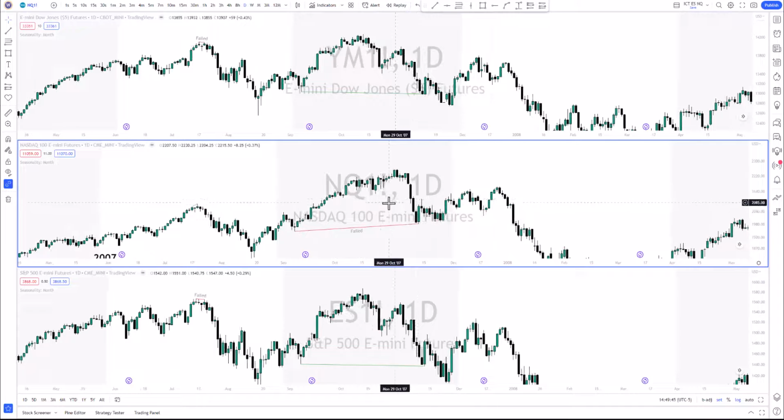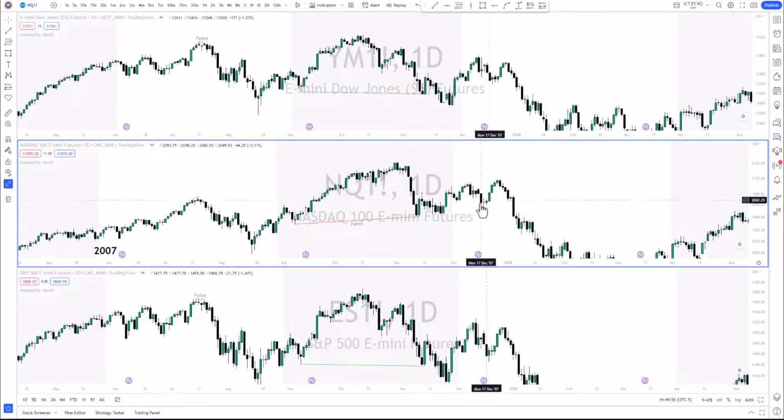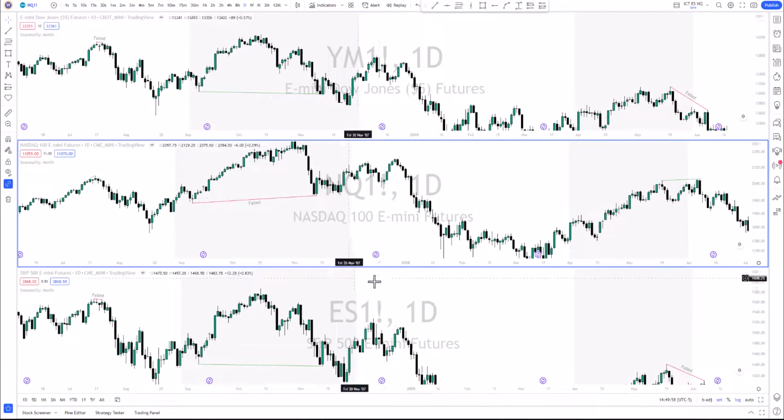And then in the fall, we failed to make a lower low in the NASDAQ, and we just grinded up from there. It wasn't a huge movement, but I still wanted to note that.